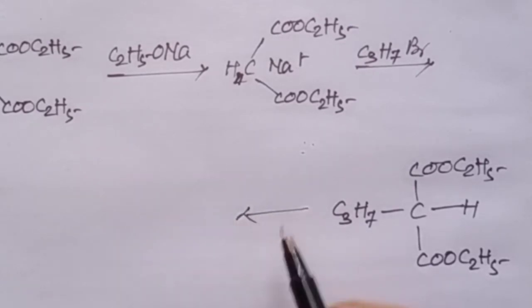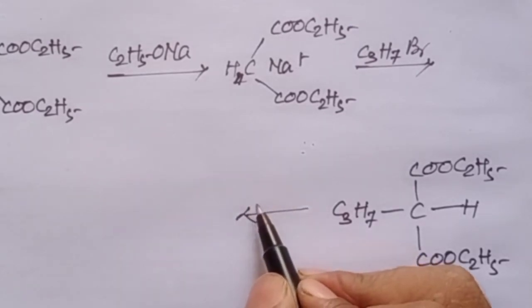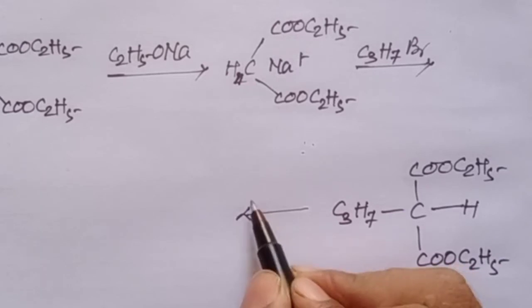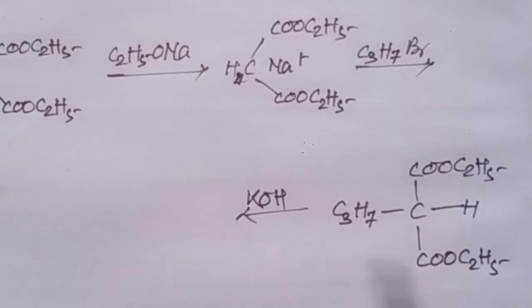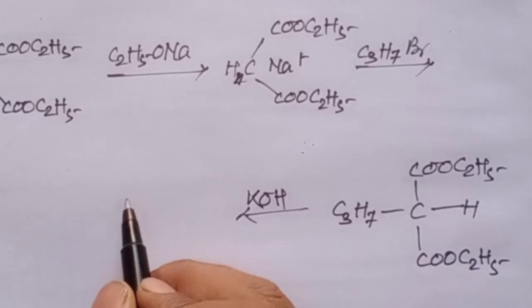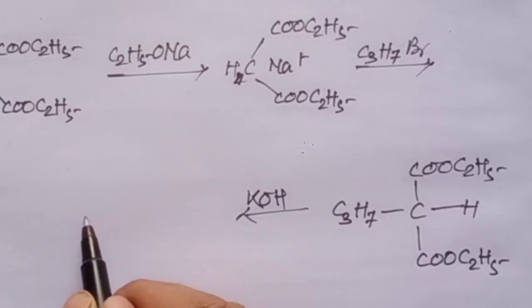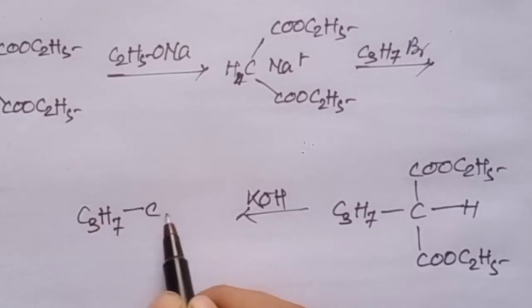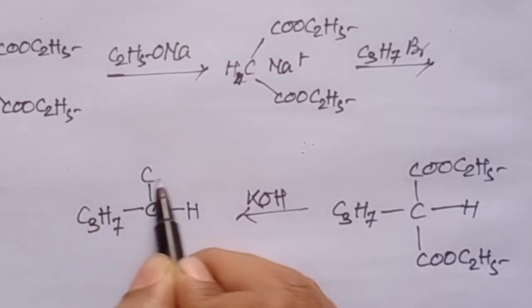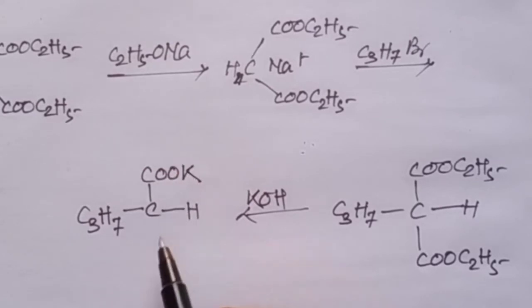Okay, what would be the next step? Next step I just add KOH, which will convert the ester groups to carboxylic acid salt, that is C3H7CH(COOK)COOK.